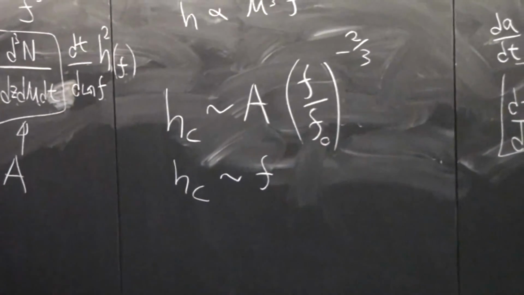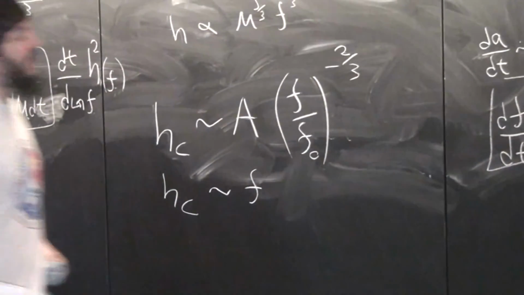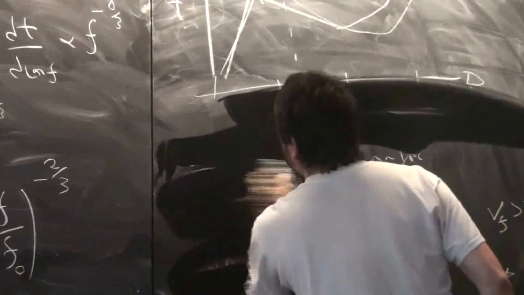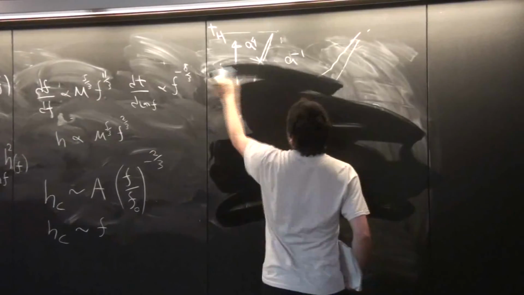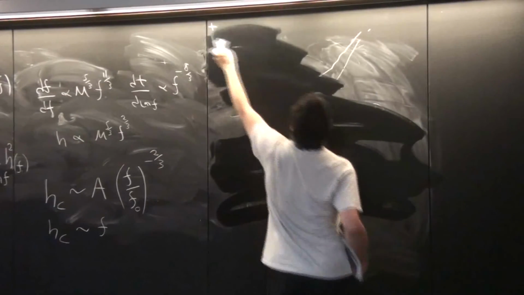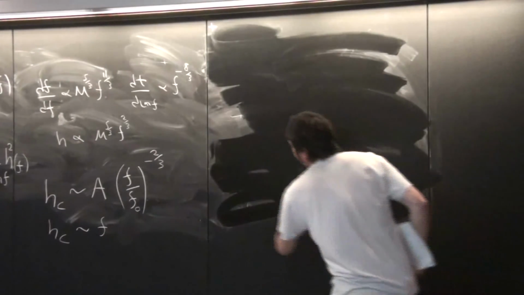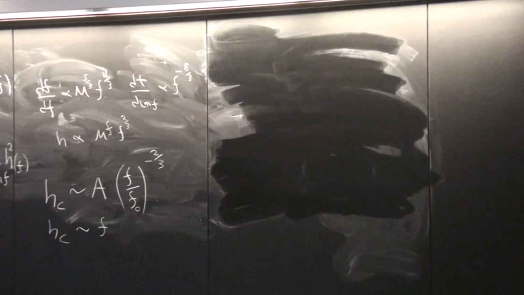Okay? So, if your cosmic population of massive black hole binaries is driven by interaction with stars, and you want to find out what the characteristic amplitude is, I guess I will wait.